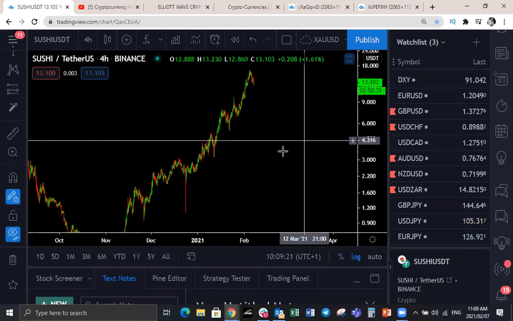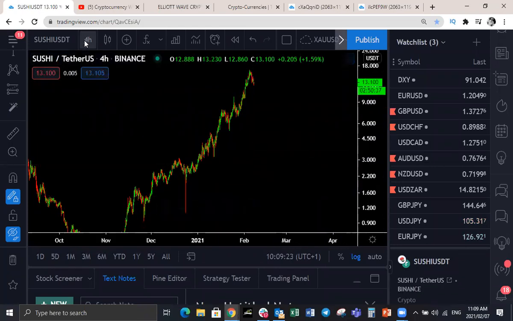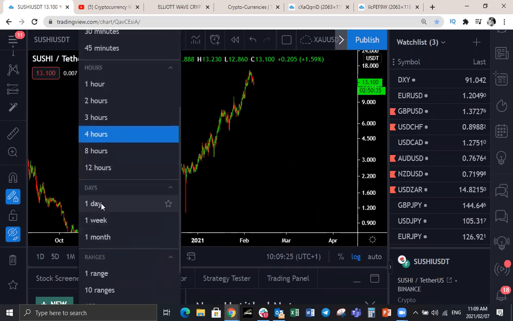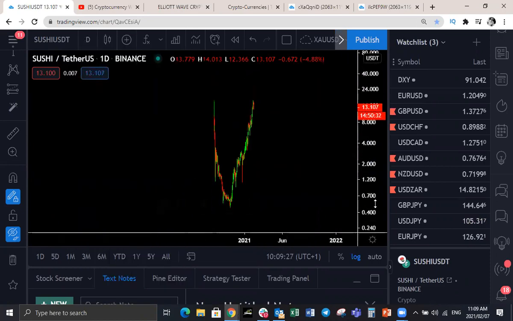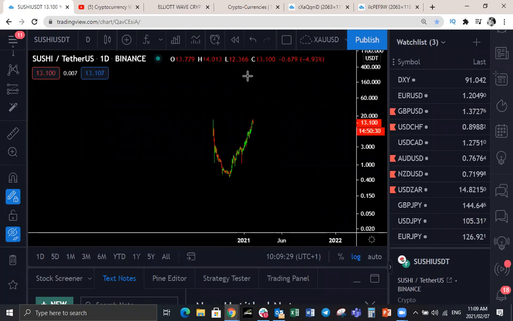So this is Sushi. It's just showing us continuation to the upside. Let's look at the bigger structure here on Sushi. I mean, why would anybody want to sell a structure like this? 1, 2, 3, pullback is upside. As much as this is all the data that we've got, indicators clearly showing us continuation to the upside.